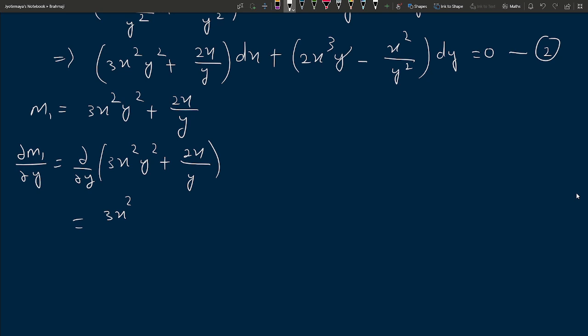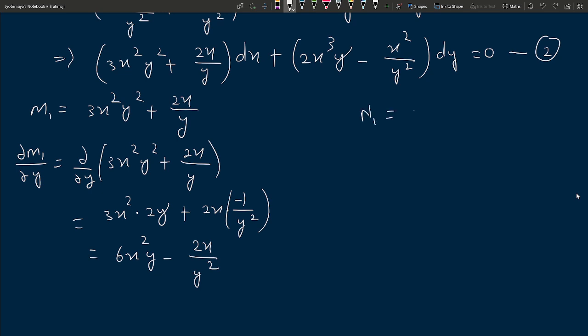So 3x square into the derivative of y square, which is 2y, plus 2x into the derivative of 1 by y. The derivative of 1 by y is minus 1 by y square. This is equal to 6x square y minus 2x by y square. My new N, that is N1, is 2x cube y minus x square by y square.